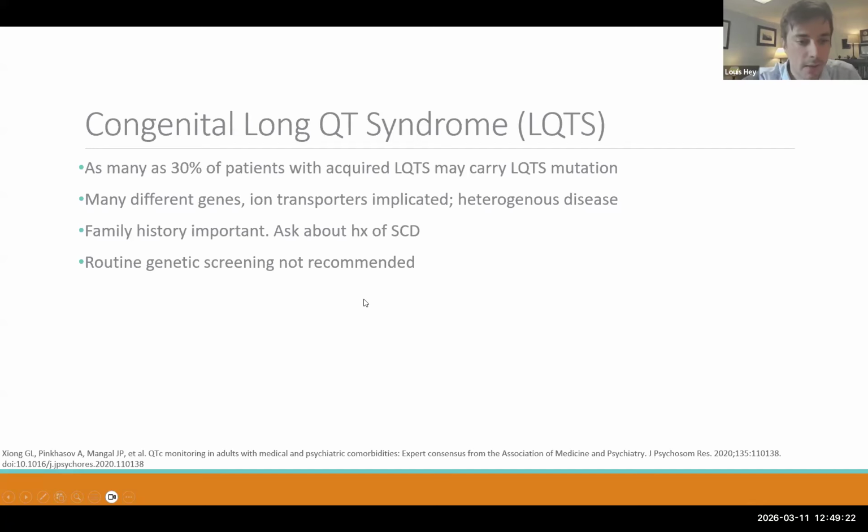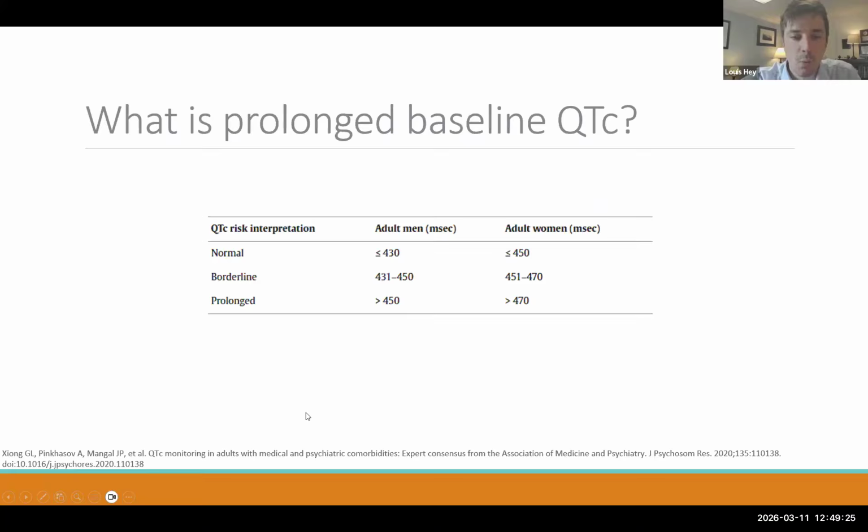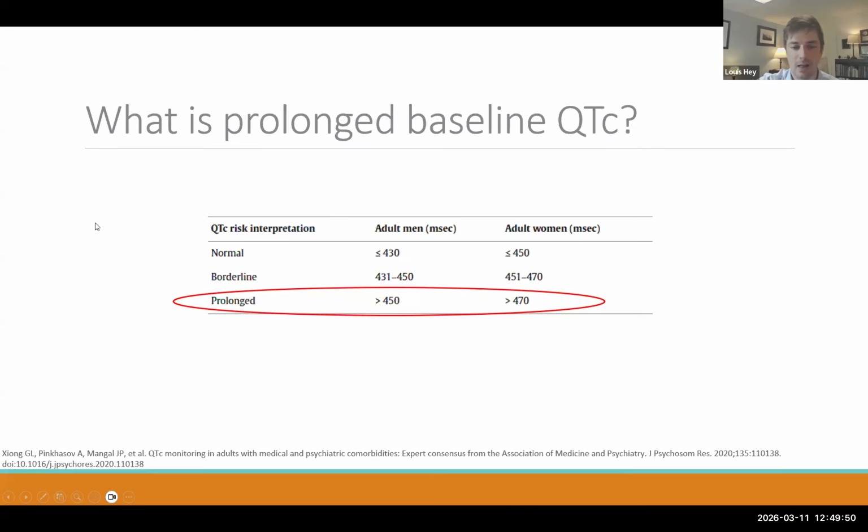It's probably fairly obvious. So what is a prolonged baseline QTC? I remember starting residency, I probably remembered around 450 or something, and then somewhere along the line, someone told me, "Oh, don't worry unless it's over 500." It's always been kind of a nebulous thing. Looking at some of the data, I kind of like the 450 and 470 values, and the reason I like those is they're based on percentile. Those are the 99th percentile for adult men and adult women.